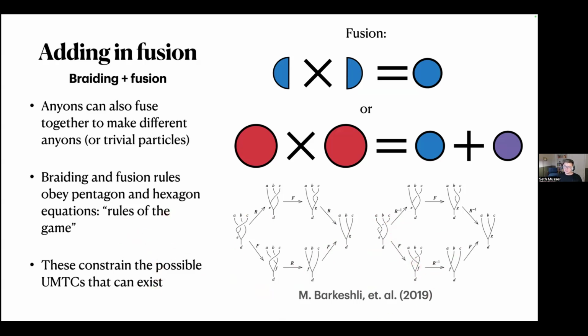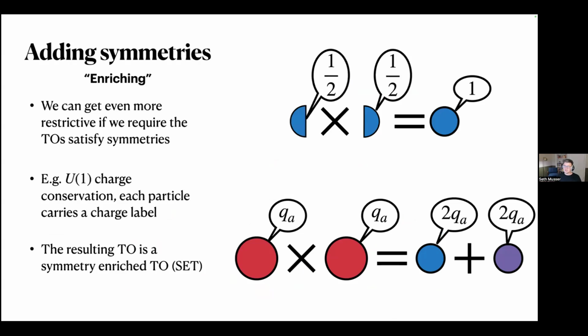Okay, so these rules constrain the possible UMTCs. But we want to get even more restrictive because we were often thinking about symmetries, right? We wanted to start thinking about not breaking translation, not breaking charge conservation. So what if we add back in symmetries? This is known as, or called, enriching.